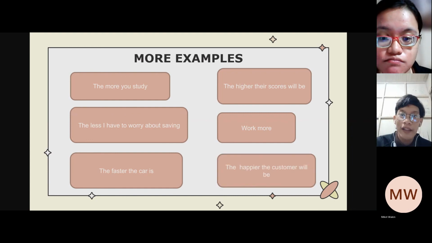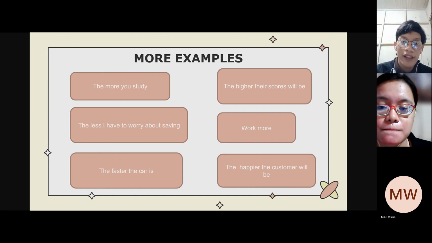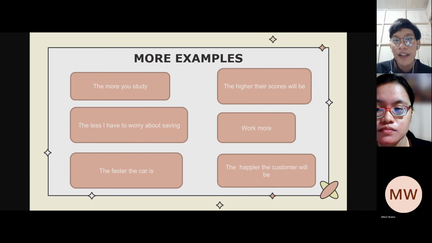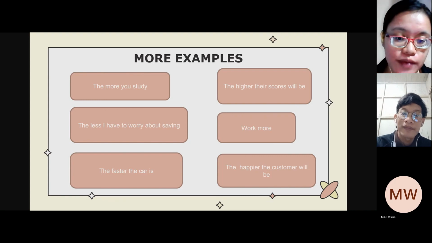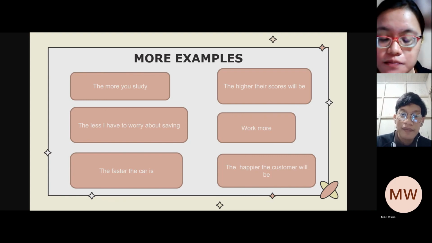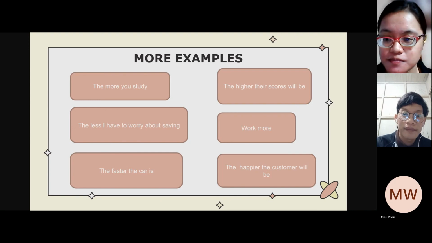Let's try if you can think of a clause that will fit in this sentence. And what is your answer on this one, Miss Salget? Hello, sir. Am I heard po? Yes. So, sir, my answer for this one is that the nicer the customer service representative is, the happier the customer will be. Yes, that is correct.